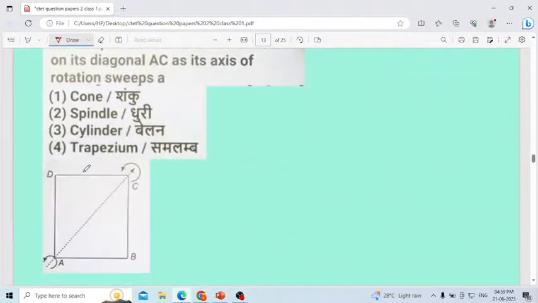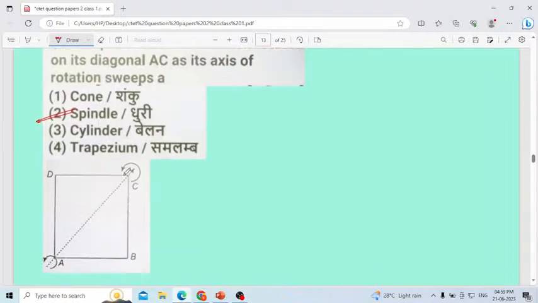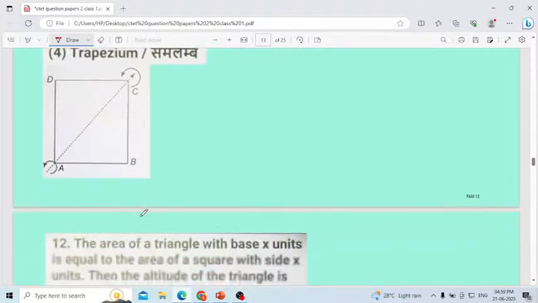Then move to the next question. This question is very easy. A square sheet ABCD, when rotated on its diagonal AC as its axis of rotation, sweeps out a spindle. If you make an object rotate along the diagonal fast, then that rotation we consider as a spindle. This one is easy, spindle.